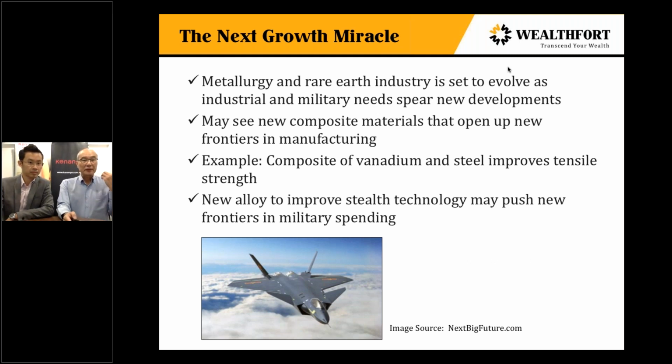Then new alloys to improve stealth technology may push new frontiers in military spending. What you are seeing in the picture is the J-20 stealth fighter from China. Some metallurgy usage, for example, is combining magnesium into automobile construction, which makes the body of the vehicle last longer and stronger. There is a lot of metallurgy being done right now, and recently I read that it's not only metallurgy, even plastic. The US has discovered combining plastic with another type of chemical that makes it as strong as body armor, and it's lighter. That's how things are changing in the materials industry.